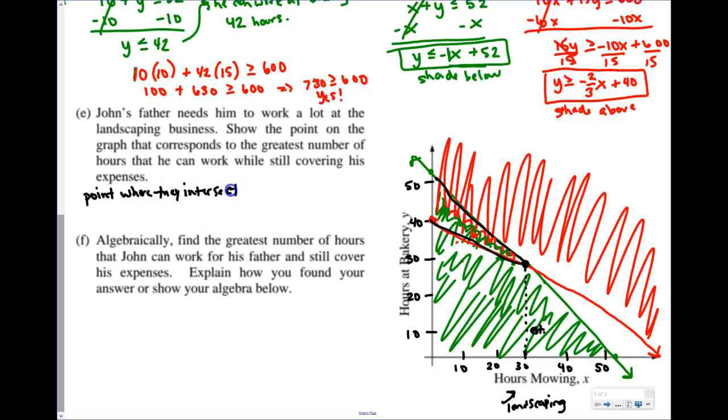Now, one way to figure that out would be to put both equations equal to each other and then solve. That would be one way to do it, to figure that out. But we don't need to figure that out because the graph shows us that already, okay? So now it says algebraically find the greatest number of hours that John can work for his father and still covers expenses. So this is the part where we need to figure this out algebraically. So this point right here is where the equations are equal.